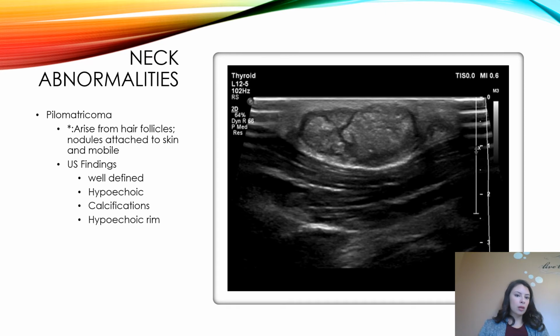Lastly is a pilomatricoma, and this arises from hair follicles, and this nodule attaches to the skin and is mobile. It's well-defined and hypoechoic. It may contain calcifications and has a hypoechoic rim.